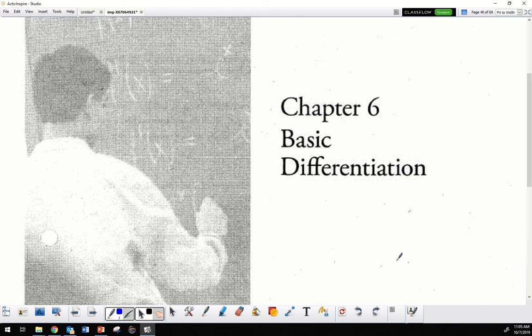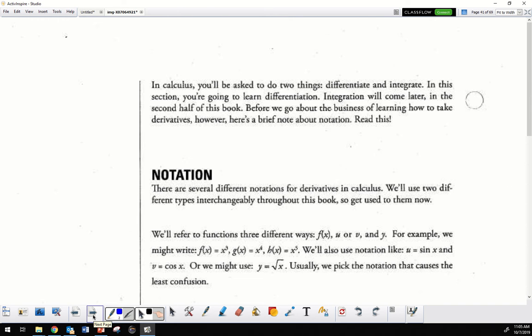Alrighty. Okay, so basic differentiation. So this is the good stuff. This is the non-algebra, make you cry stuff. So this is the easier stuff.